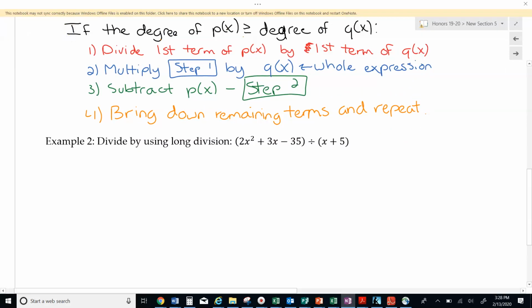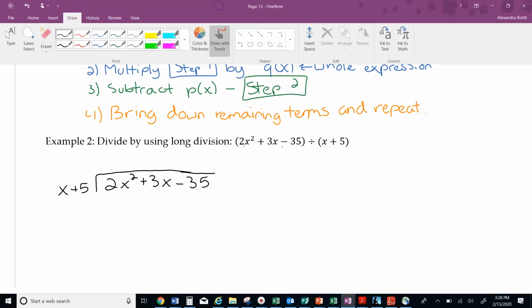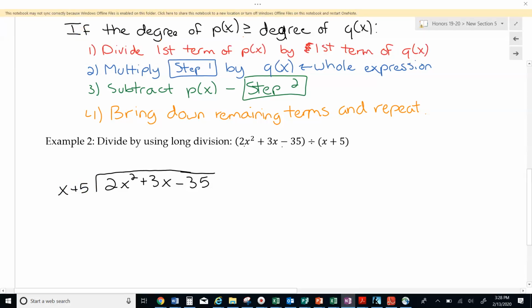Okay, so this goes inside our house. Our house has to have enough room on top where we can write things. So I have 2x squared plus 3x minus 35. And on the outside, I have x plus 5. My first step is to take 2x squared and divide it by x. I'm going to do that over here.